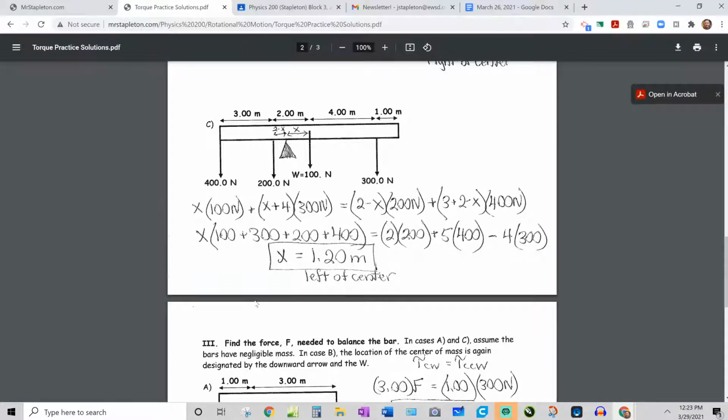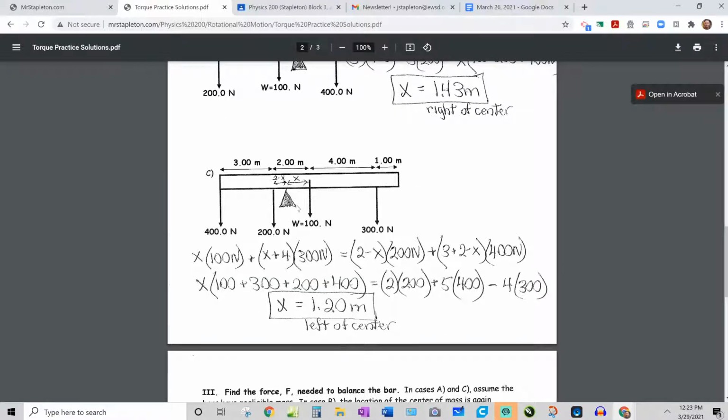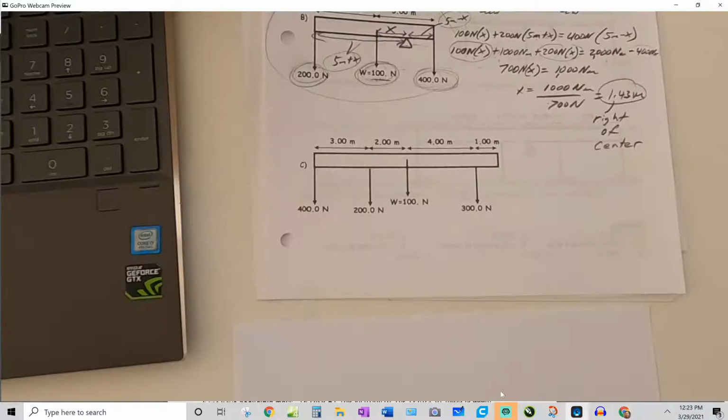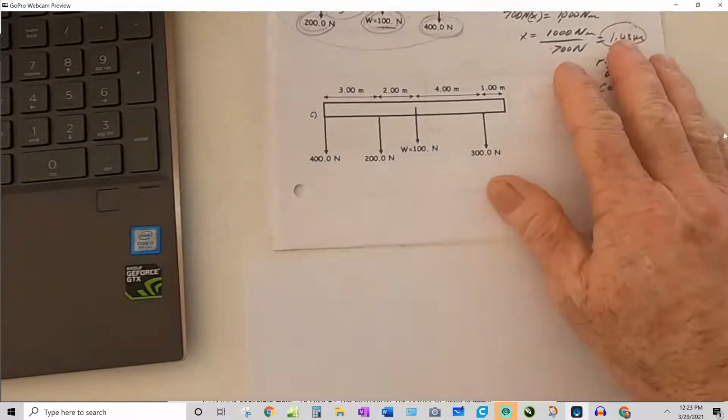Alright, so he says it's 1.2 meters to the left of the center. That's where he put his fulcrum. So knowing that that's where it goes, I'm not going to put it there. I'm going to put it way over here, where it would just never work. And then do the math, and I think it should work out. So, oh no, click the wrong camera. Such a tempting little thing to click.